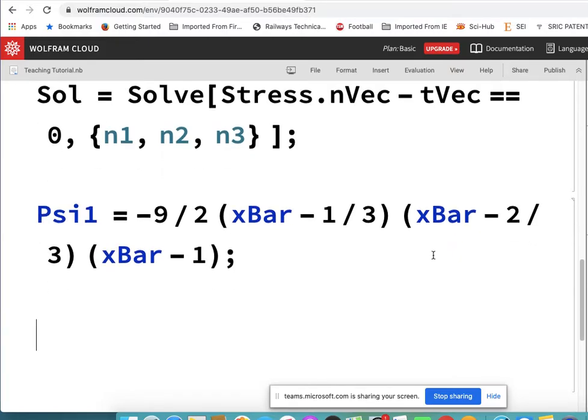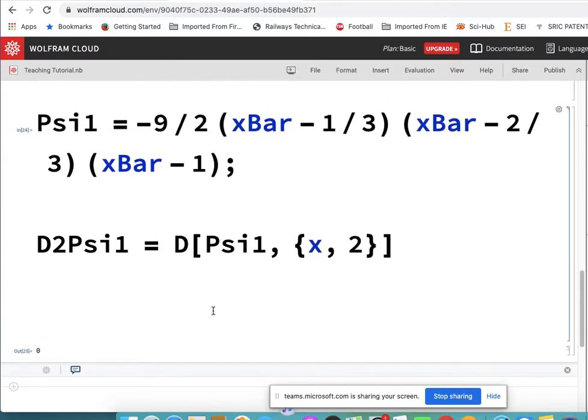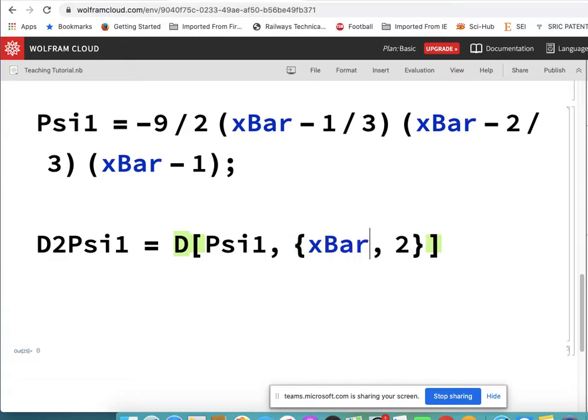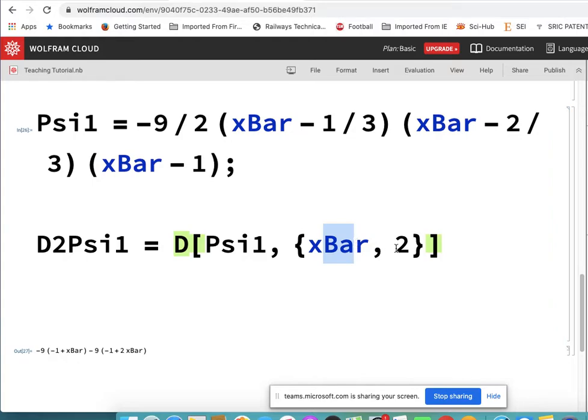Now let us say I am interested in finding the second derivative of psi1. Let me represent it with d2 psi1. For differentiation the symbol is capital D, simple. Capital D, square brackets. Now what do you want to differentiate? You want to differentiate psi1. With respect to what variable? With respect to x bar. How many times? 2 times. This is the syntax for differentiating a function with respect to some variable a certain number of times.